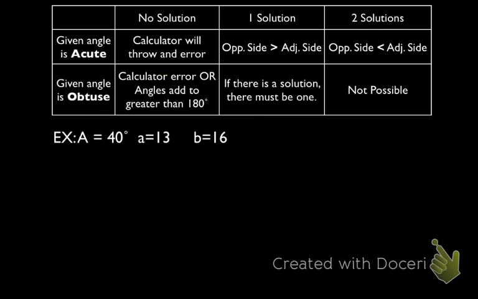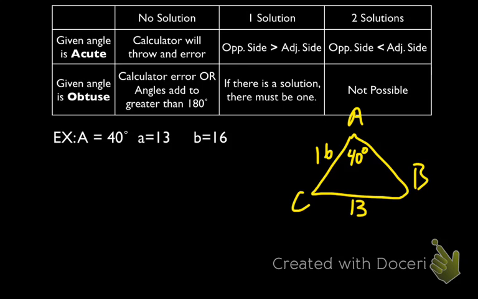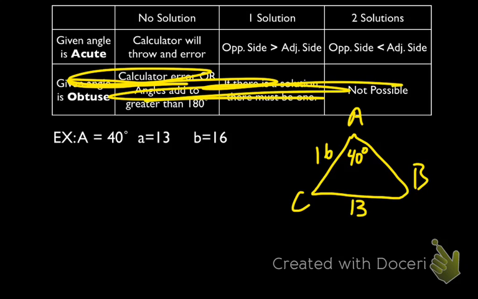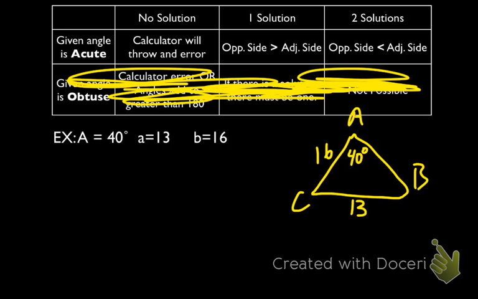First thing I'm going to do is draw the triangle. I realize that it's not obtuse. I'm going to cross off the bottom column because I don't care about that. I know that I'm dealing in the top column. And then I notice that the side opposite, 13 right here, is less than the side adjacent. So that tells me that it can't be one solution. I can eliminate the one solution situation. But just like the last example, it could be two solutions or it could be no solutions. I just got to crash into it and see what happens.